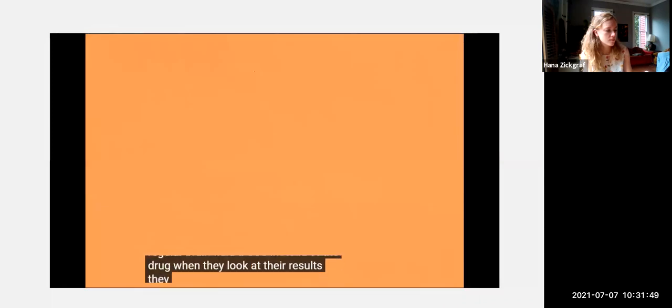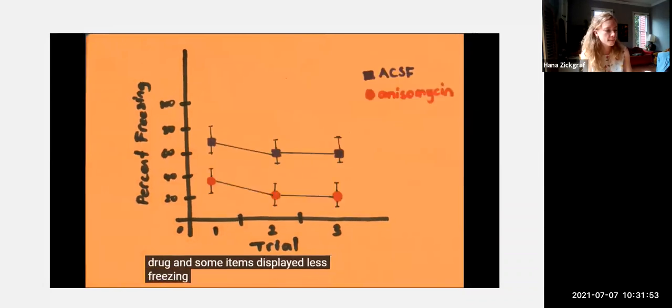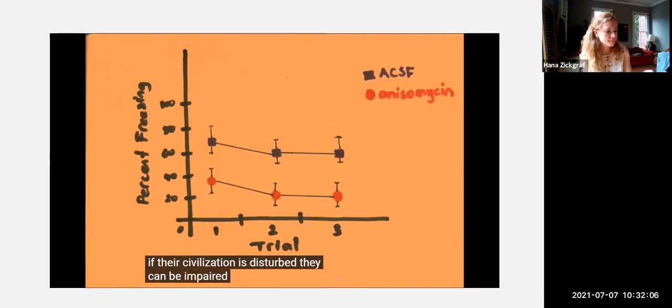When they looked at their results, they saw that rats that had received the drug anisomycin displayed less freezing in response to the tone, suggesting that their memory of the aversive stimulus was impaired. So it seems like memories become susceptible to changes when they are recalled, and if their stabilization is disturbed, they can be impaired.